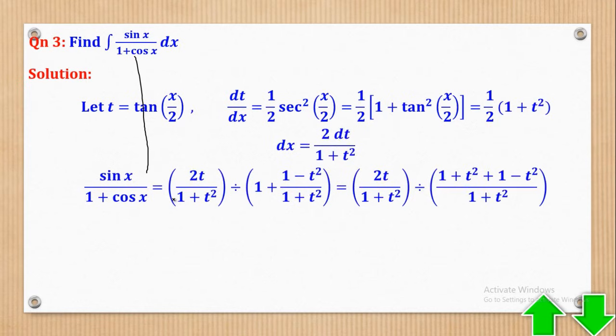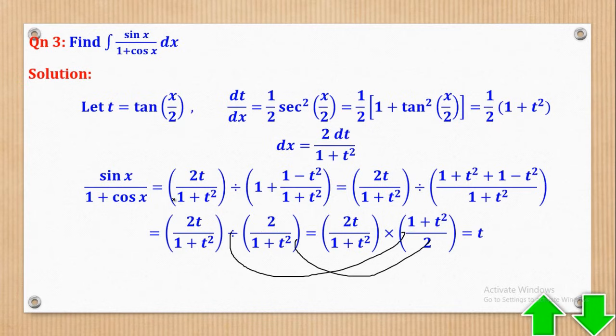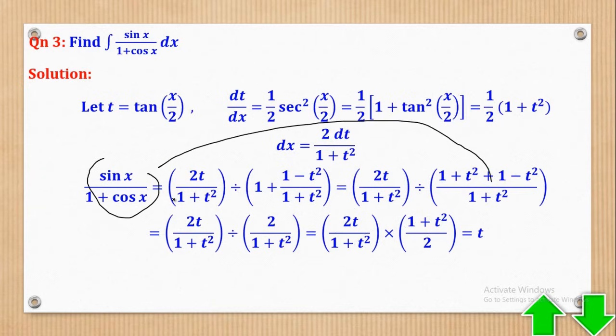So sine x is given by that. This one is here, and this one is there. So when I get the LCM for this, I'll come up with this part. Simplifying, collecting like terms, so this and this cancels, you remain with only 2. Well, that's why you see 2 here. Then when this division changes into multiplication, you get the reciprocal for this. So in the end, this and this cancels, and this 2 also cancels, so you remain with only t. So the whole of this is equal to t.